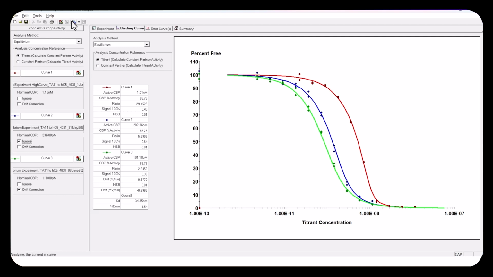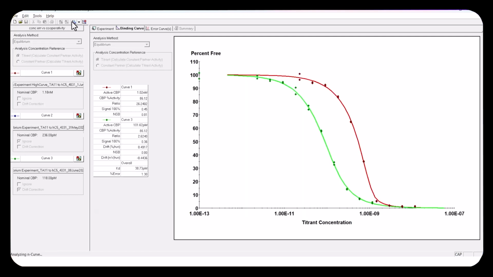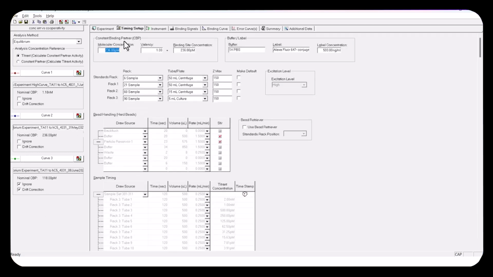And this is what I will report. Okay, there's one more thing I want to milk out of this example, and it has to do with the drift correction. So I'm going to unignore that curve. I'm going to ignore this curve. And then I'm going to go into curve 2. I'm going to change this back to 118.